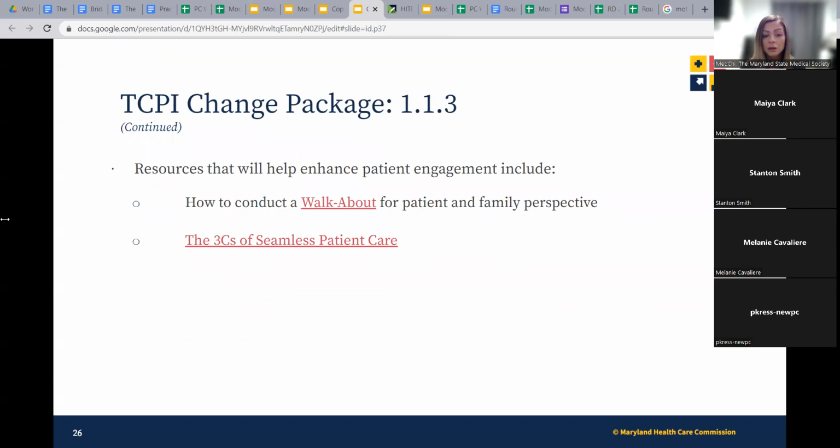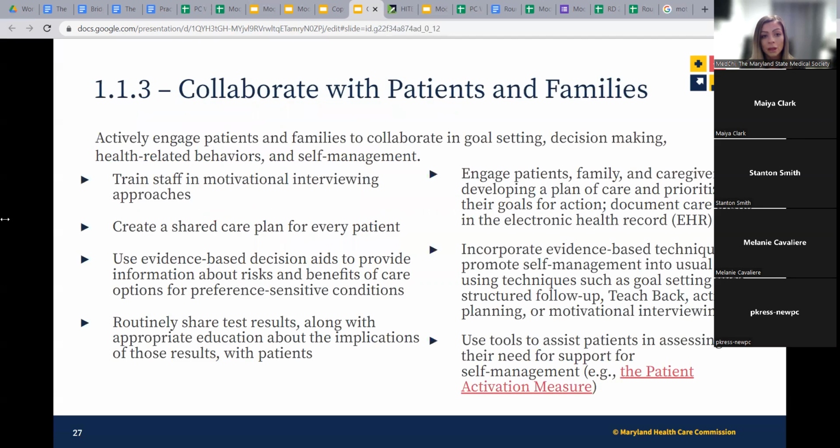And on this slide, there are, again, two resources that will help enhance patient engagement. And here are some suggestions. Train staff in motivational interviewing approaches, create a shared care plan for every patient using evidence-based decision aids, share test results and educate patients on those results, and include patients and family in the care plan and documentation in the EHR. Use goal setting and follow-up with teach back, action planning, or motivational interviewing, and use tools to assist patients in assessing their need for support with self-management. And the link for the patient activation measure provides more information.